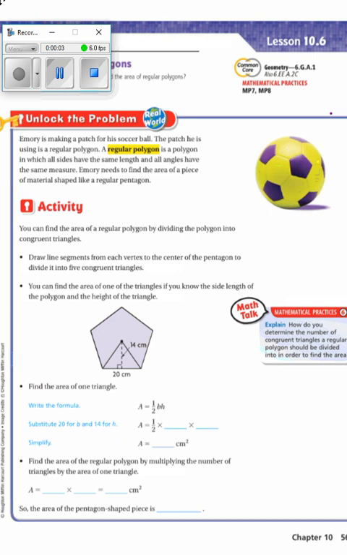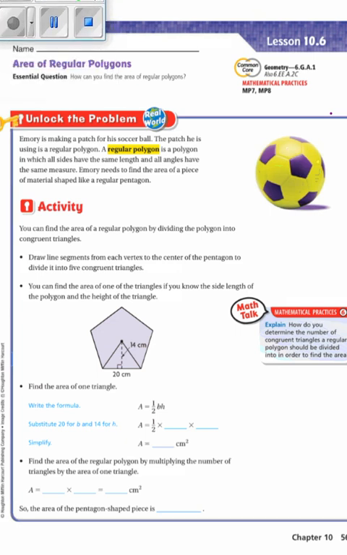Lesson 10. Area of regular polygons. Essential question: How can you find the area of regular polygons?